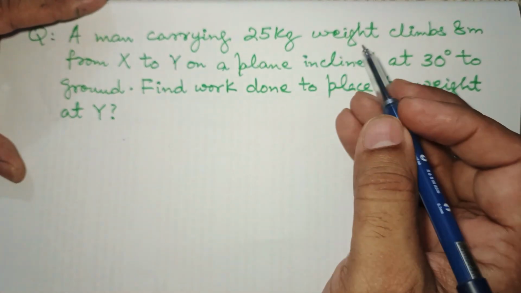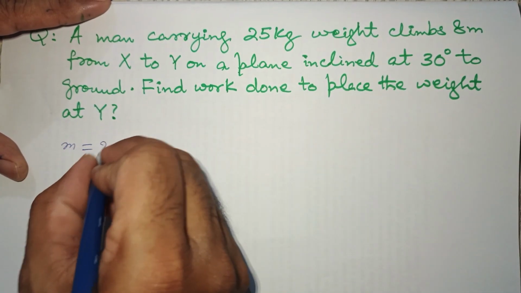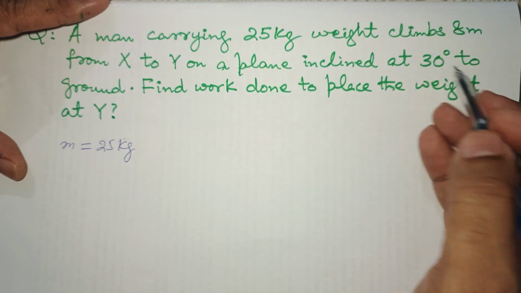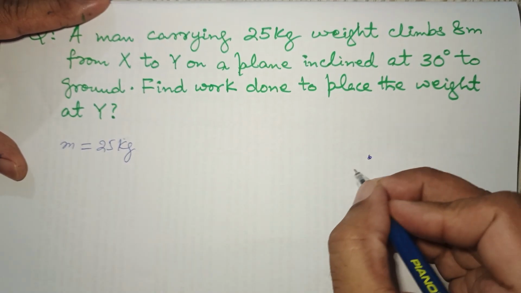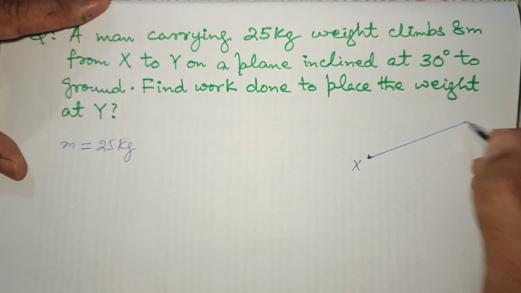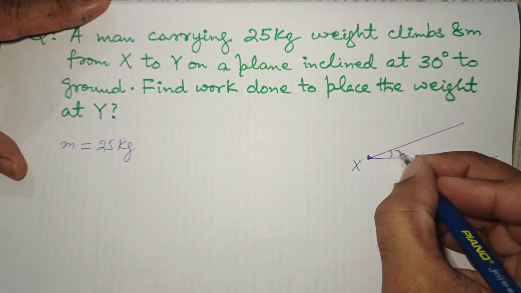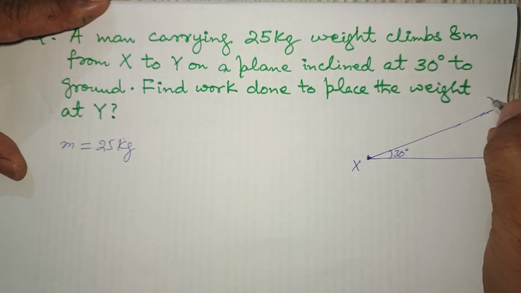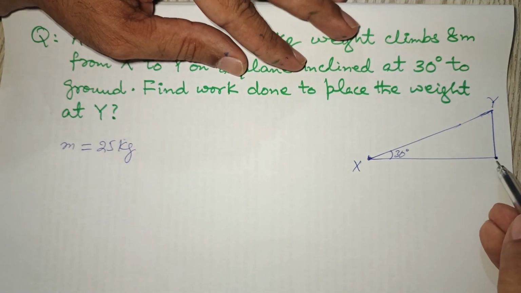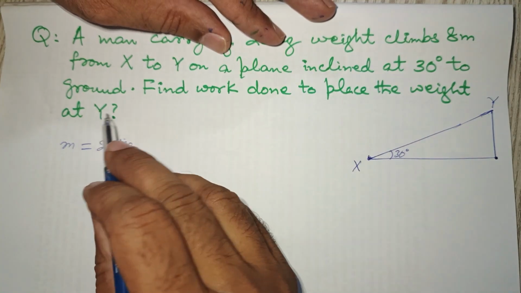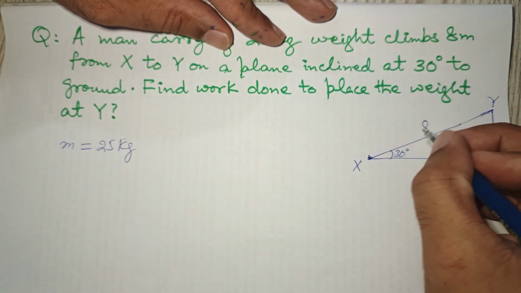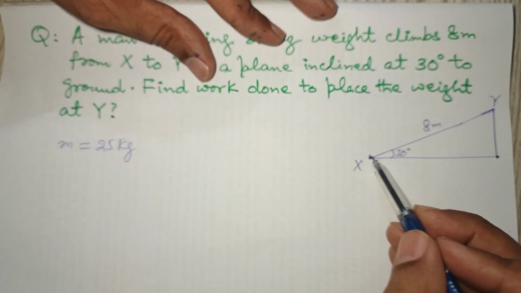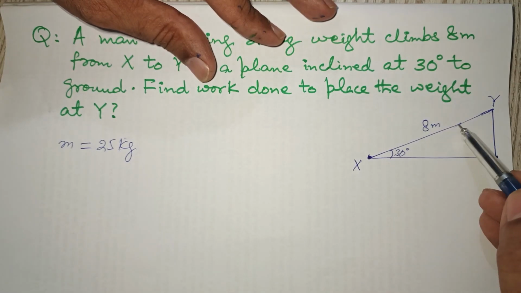A man carrying 25 kg weight. So mass is 25 kg. Climbs 8 meter from X to Y on a plane inclined at 30 degree. So let's suppose this is point X. It has to move on an inclined plane which is making angle of 30 degree with the horizontal. So here we have what? This could be point Y. This becomes a triangle. This point Y is 8 meter from X. So this is 8 meter. Find work done to place the weight at Y. The person has to move the weight from X to Y at this path.